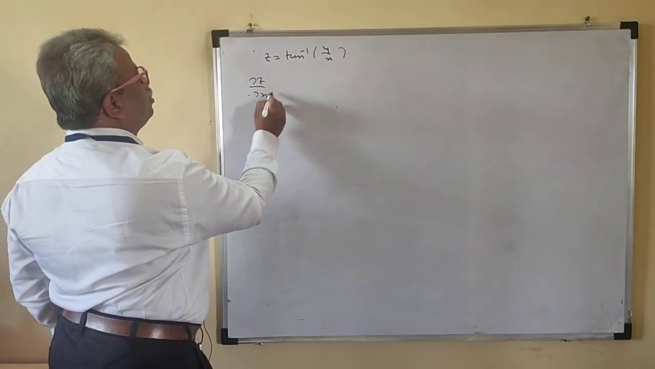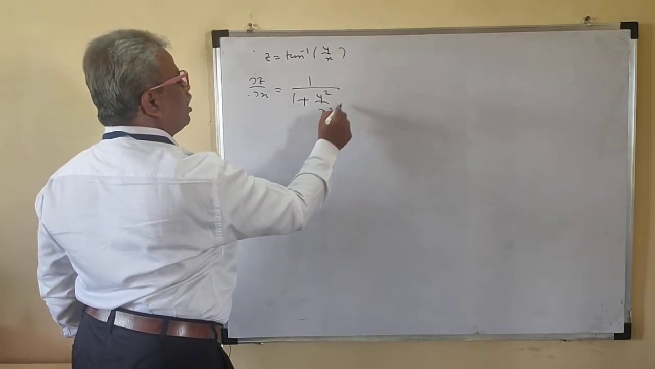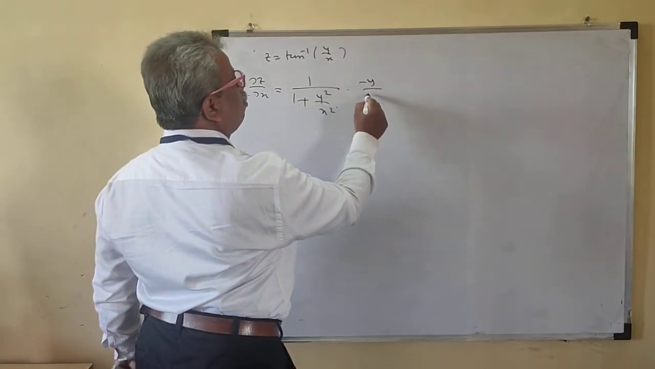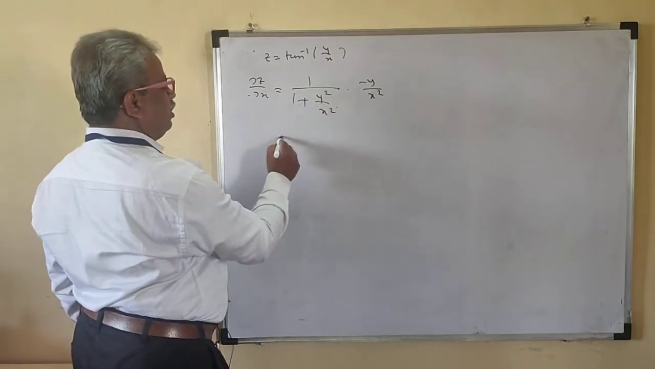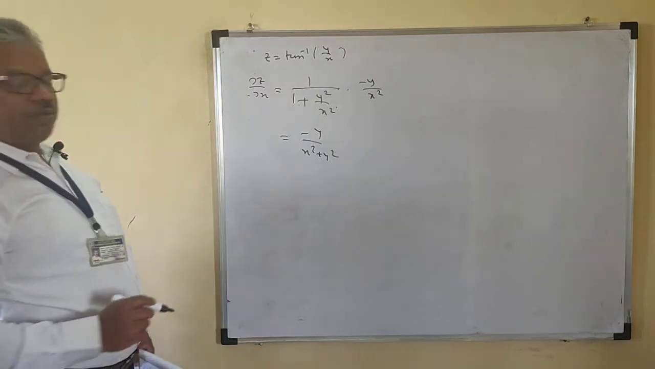∂z/∂x: just find the derivative of tan inverse of something, which is 1 upon 1 plus something square, that is 1 upon 1 plus y square upon x square, into the derivative of something. So y will be as it is, and the derivative of 1 upon x is minus 1 upon x square. Right? So your x square will get cancelled here. So this is minus y upon x square plus y square. This is your ∂z/∂x.